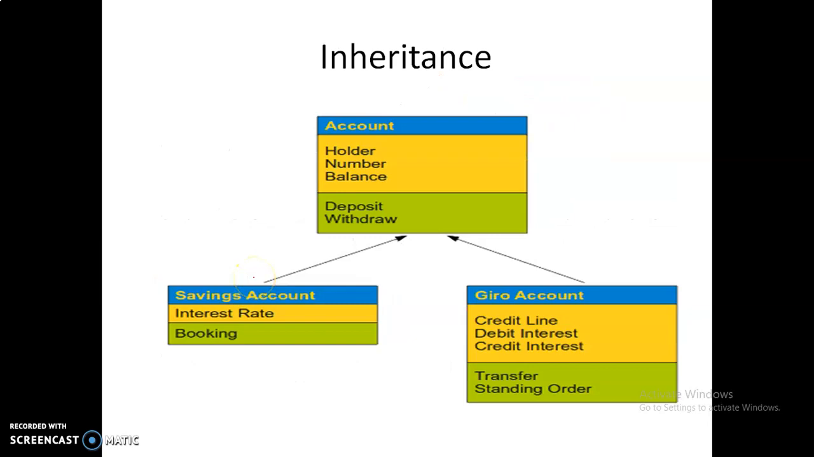Next, this is inheritance. There is already an account class, with the account holder name, number of the account, and balance of the account. From this we have two subclasses, that is two child classes derived from the account class: savings account and giro account. Savings account has all these variables, and also has its own individual variable, interest rate. Giro account also has the same variables of the account class, that is holder, number and balance, and also has three new variables: credit line, debit interest and credit interest. These methods are also derived to these two classes, and they also have their own methods. So we call this inheritance.